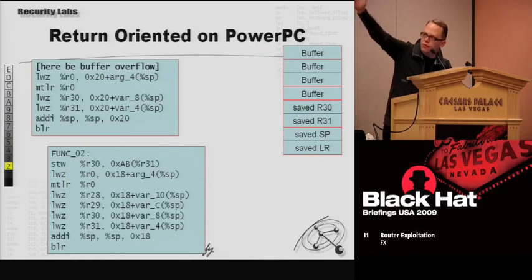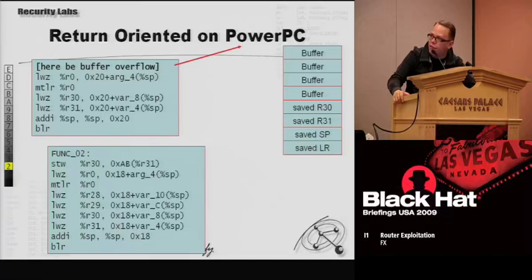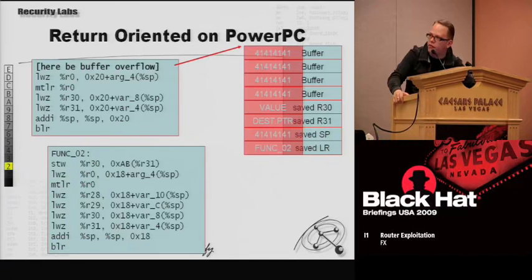So you have your regular stack-based buffer overflow. This is PowerPC code. So you have the buffer overflow happening, so you're writing stuff onto the stack, right? You see where saved SP and saved LR was. This is where the saved stack pointer and return address was.